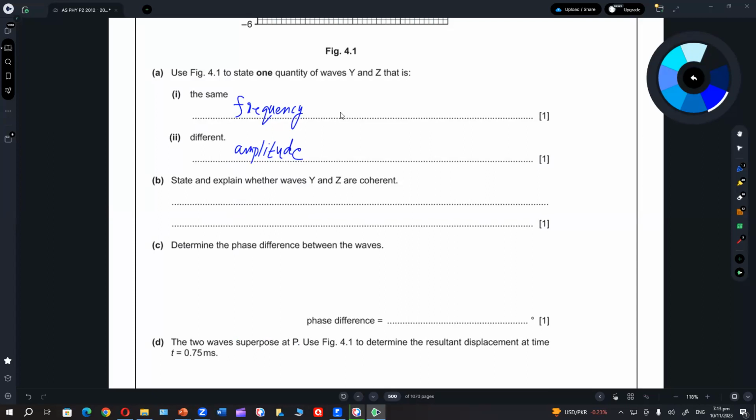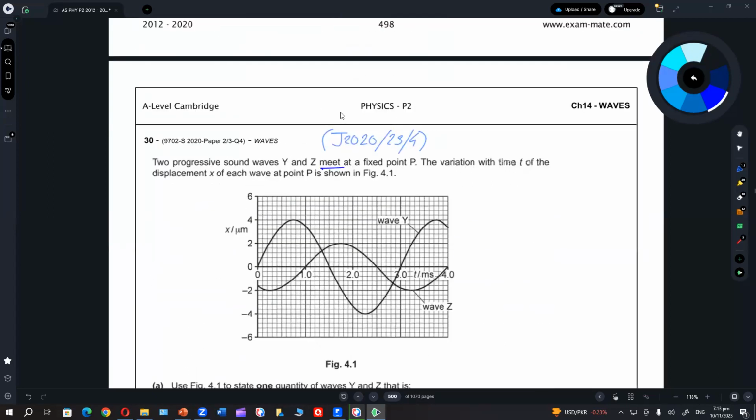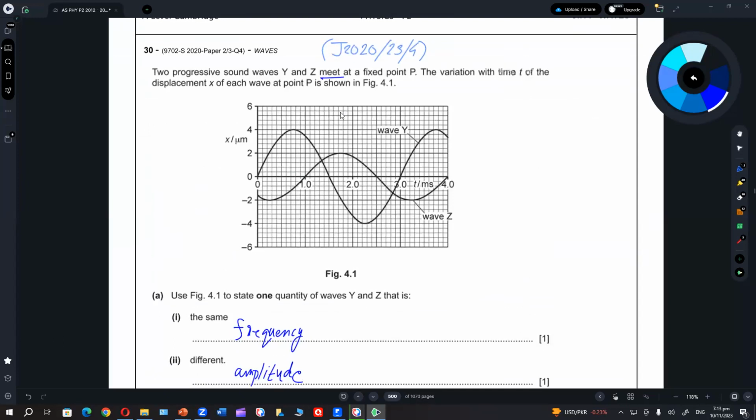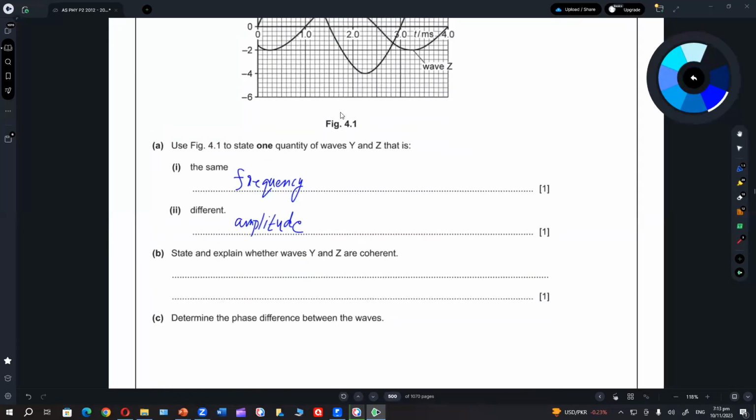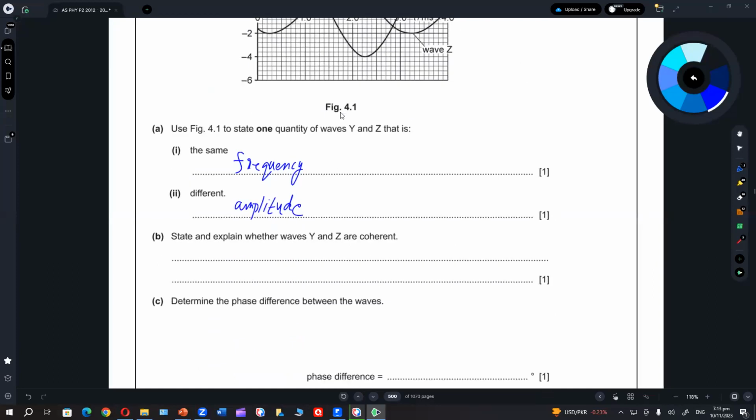State and explain whether waves Y and Z are coherent. It's a very tricky question because now we have to see the x-axis is time. Time period is the same. Frequency is the same. And he is asking a very technical question, coherence. Now, what is coherence? You all should answer now, one by one. Saad, can you please answer what is coherence? When two or more waves have a constant phase difference.